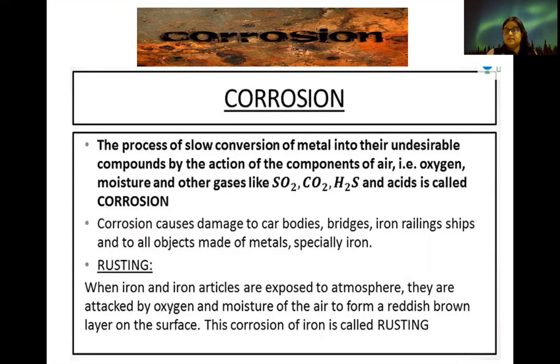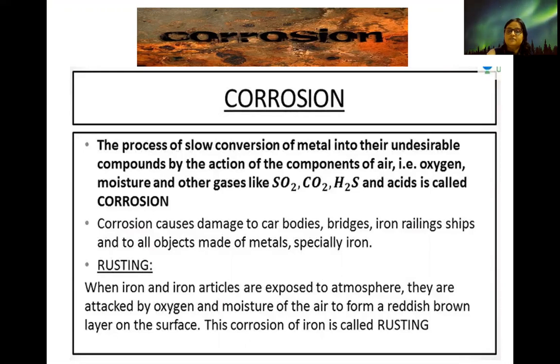So this is a slow process. It is not a fast process. It is a slow process, and it causes damage to whatever items we have that are made up of metals, like cars, bridges, iron railings, ships, and a number of other items which are made up of metals. And iron is the most common metal which is used in such objects. So it is our duty also, and we want to give a long life to our objects which are made up of metal. So we will also check how to prevent our metal from getting rusted or corroded.